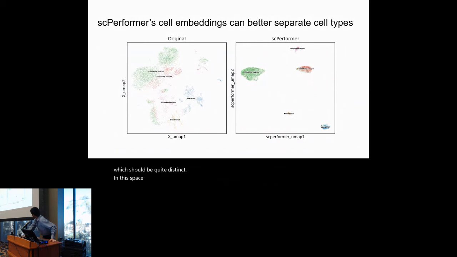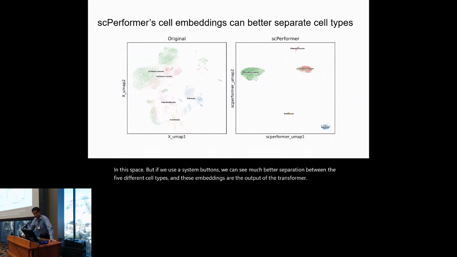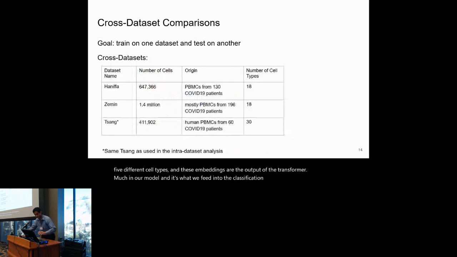But if we use SC Performer's cell embeddings, we can see much better separation between the 5 different cell types. And these embeddings are the output of the transformer module in our model, and it's what we feed into the classification head.